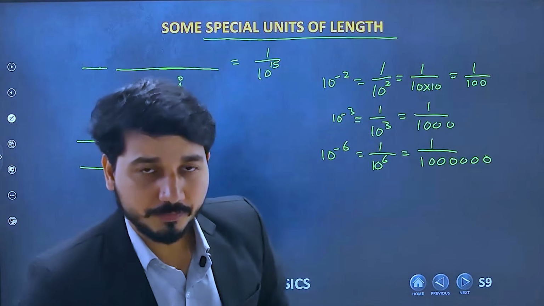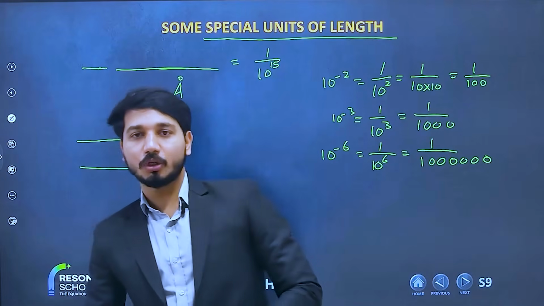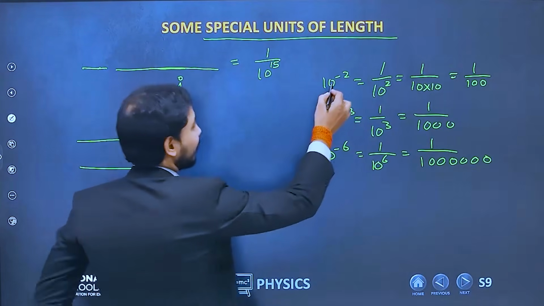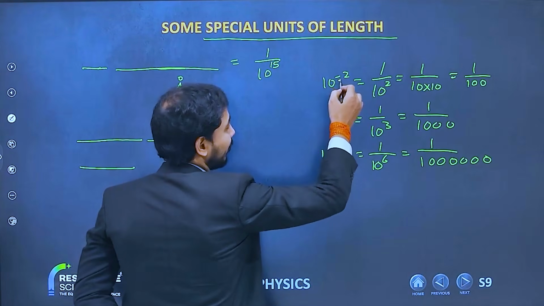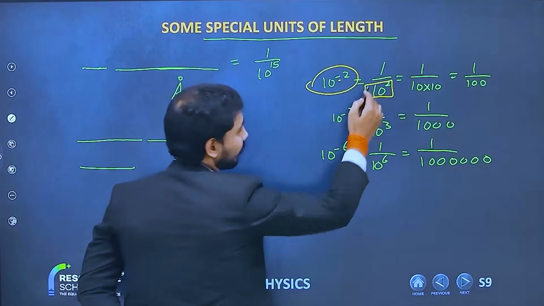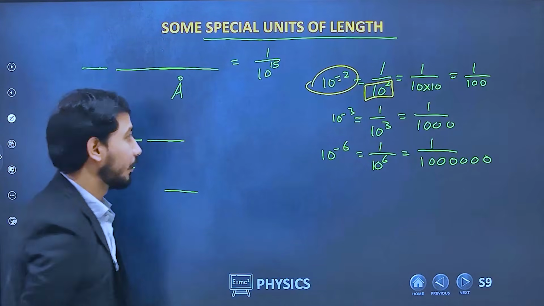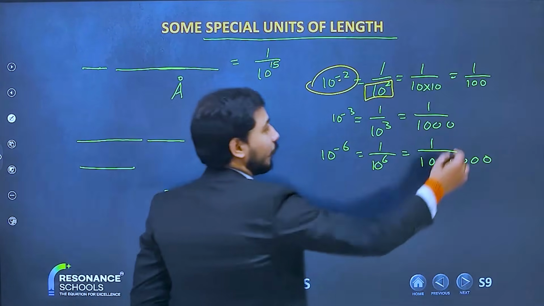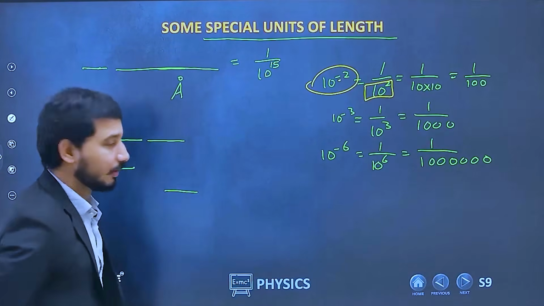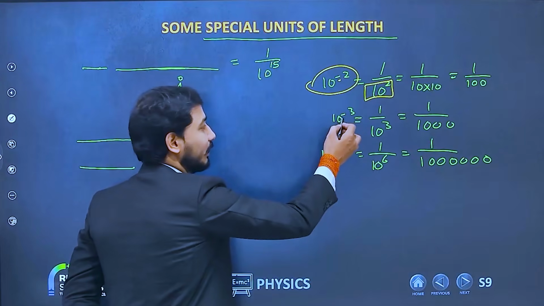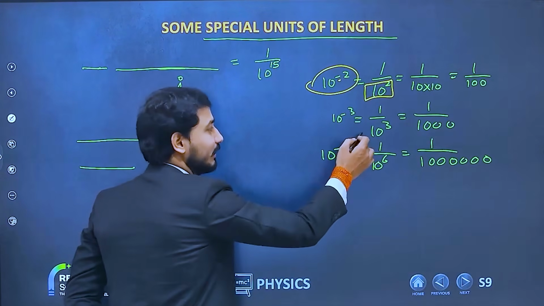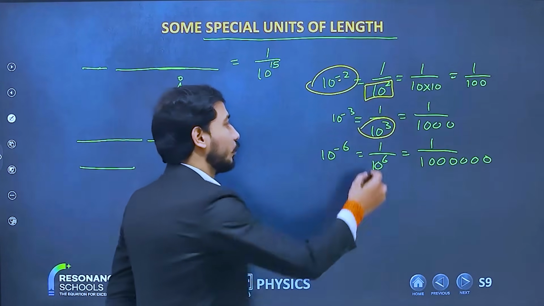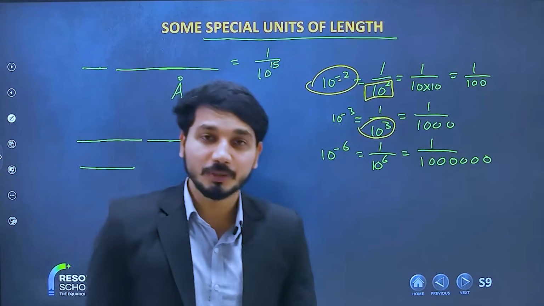Here, what is the meaning of 10 to the power minus 1, or 10 to the power minus 2, or 10 to the power minus 3, if it is written? Listen, always remember the negative sign means the particular number is in the denominator. 10 to the power 2 is in the denominator, and 10 to the power 2 means 10 into 10, which means 100. Right? Similarly, 10 to the power minus 3 means 1 by 10 to the power 3, so it means 1 by 1000.